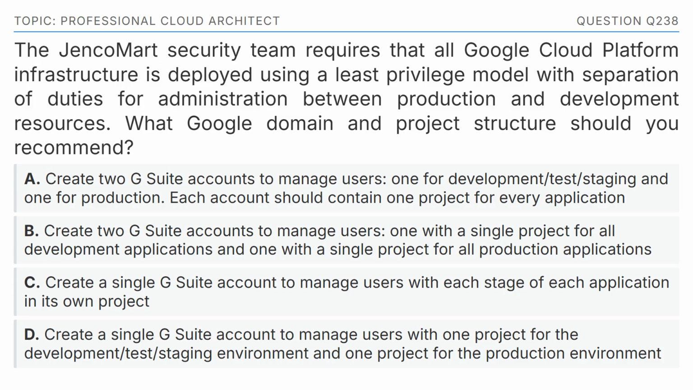Option B. Create 2 G Suite accounts to manage users, one with a single project for all development applications and one with a single project for all production applications. Option C. Create a single G Suite account to manage users with each stage of each application in its own project. Option D. Create a single G Suite account to manage users with one project for the development/test/staging environment and one project for the production environment.